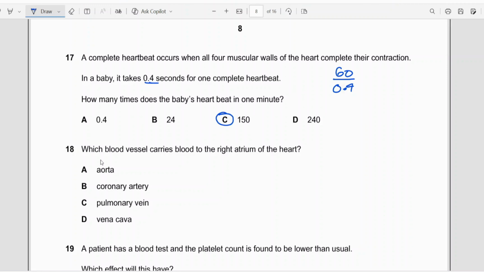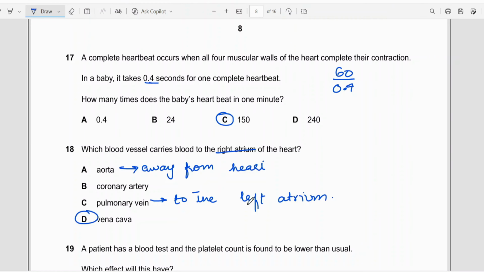Which blood vessel carries blood to the right atrium? Vena cava. D takes blood away from the heart. And the pulmonary vein brings blood to the left atrium.